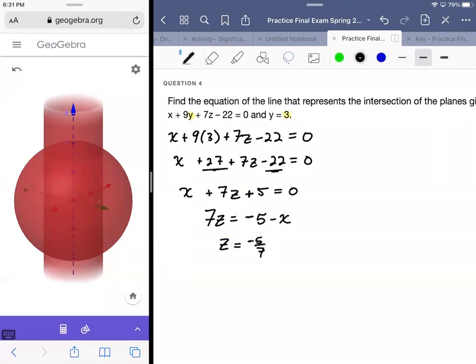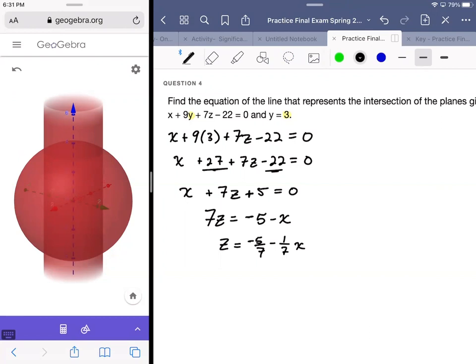So z would be equal to -5/7 minus 1/7 x. That's what z would be equal to. I mean, you could just write it as -5 minus x over 7, but putting it in linear form makes it easier. If you had to come up with a graph, it's a little easier to conceptualize.